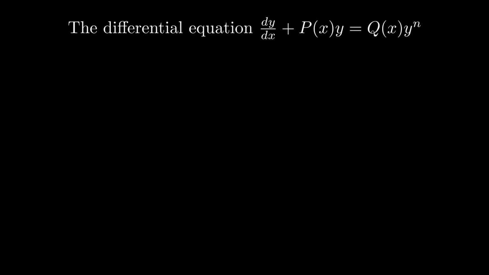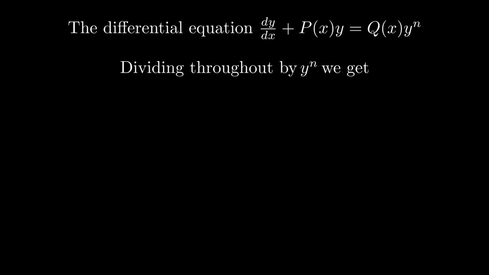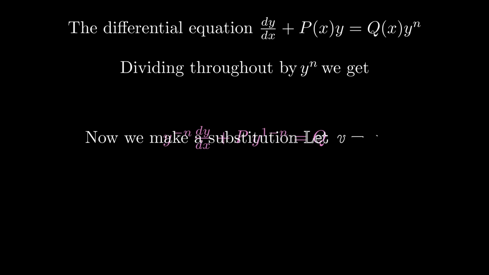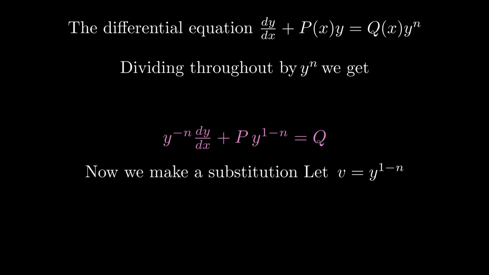The differential equation dy/dx + p y = q y^n. Now, dividing throughout by y^n, we get... Now we make a substitution.